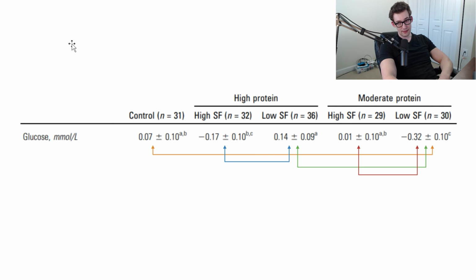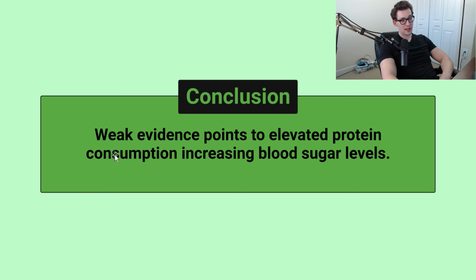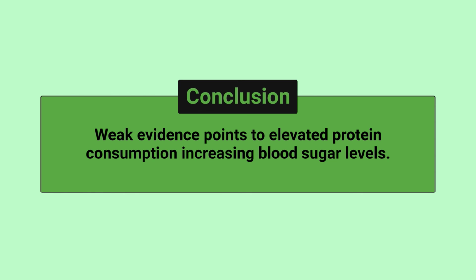So this ultimately leads to a very simple conclusion that we can get to right here. There's weak evidence, and I cannot stress this enough, that the evidence is incredibly weak, but it is there. I don't want to discount it. It is there. That points to elevated protein consumption increasing blood sugar levels. But there's zero evidence, no causative evidence that protein actually has a causative effect in increasing insulin resistance. Because all the other measures that we looked at, there were no differences.